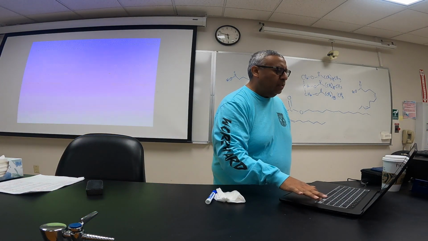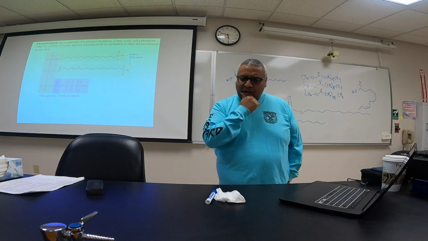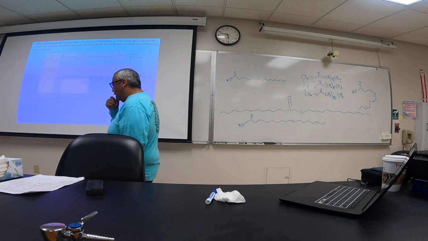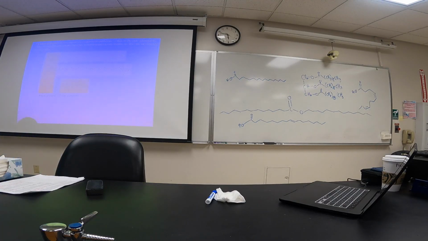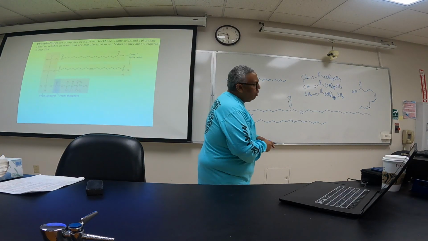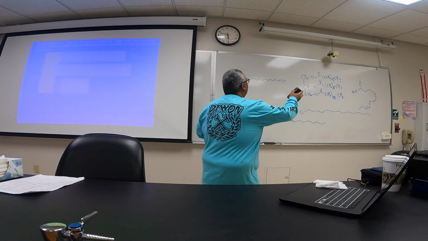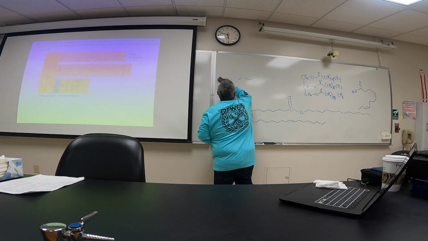And let's move past these waxes. I didn't really have much to say about these waxes. The next type of fatty acid is what we call phospholipids. So phospholipids are similar to triglycerides. I'm going to leave this one up here.